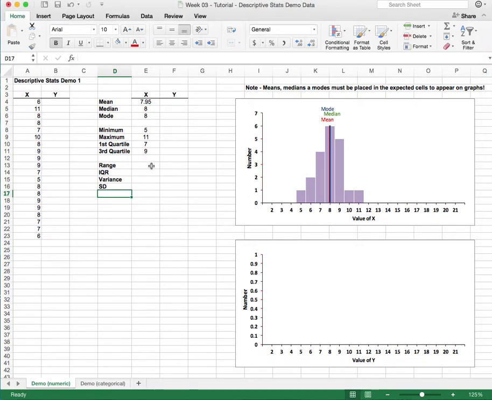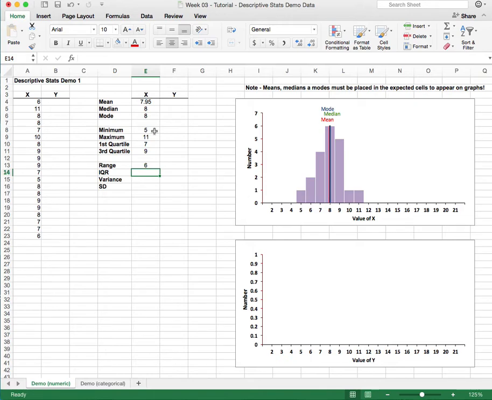So here, range. Now, some people, you might see them indicate range as sort of lower number to higher number, but that's not really what we mean by range. For range, we want a single number, okay, and range is simply the maximum minus the minimum value. Okay, so that's our range.